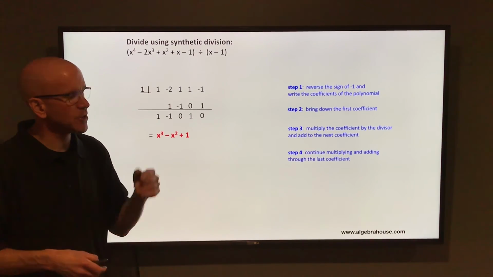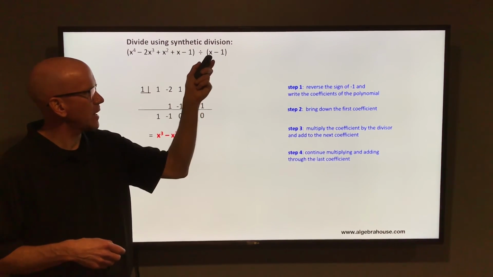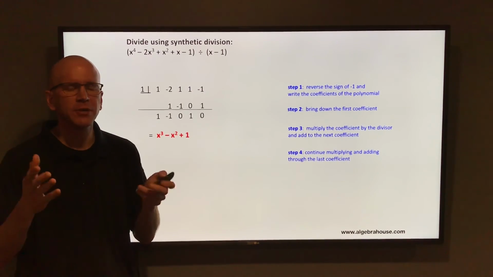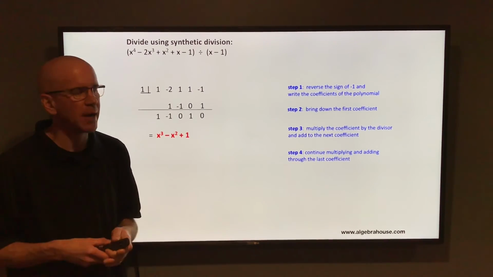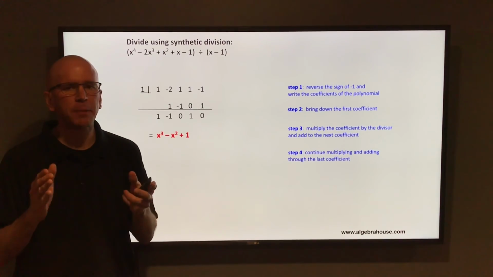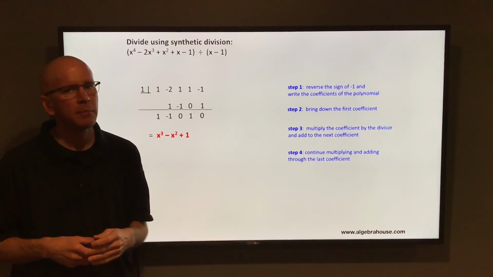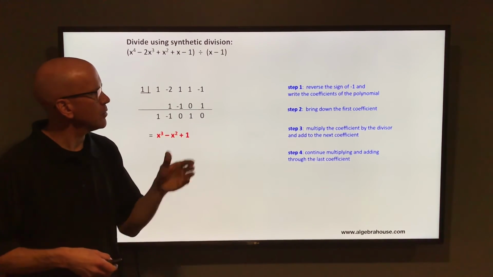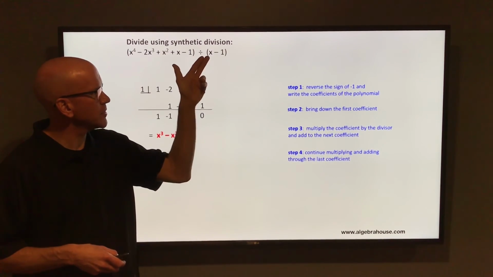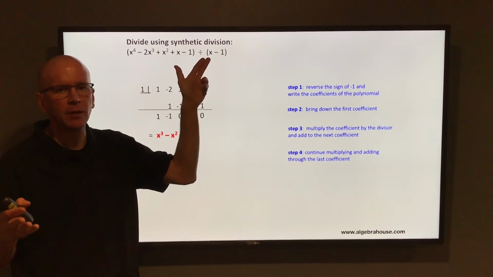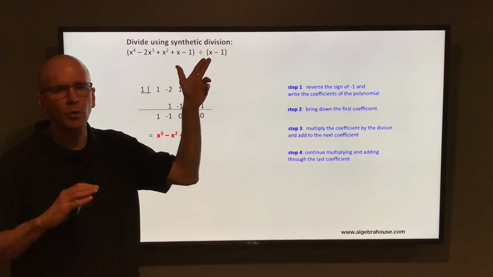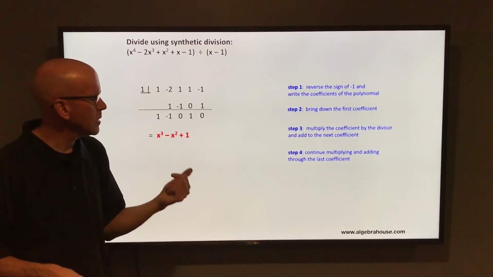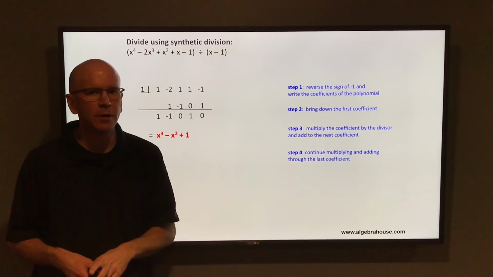So synthetic division is used when the coefficient of the divisor, what you're dividing by, is 1 and the degree is 1. Now, if the coefficient of the divisor was something other than 1, it is possible to use synthetic division, but it's a pain, and it introduces fractions, and it turns into a mess. So you're much better off just going to long division, rather than trying to muscle through synthetic division. So again, the answer is x to the third minus x squared plus 1.